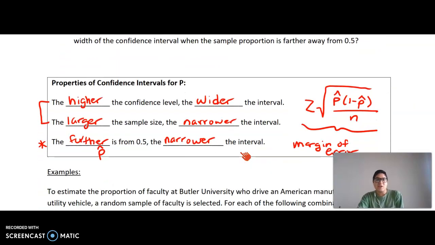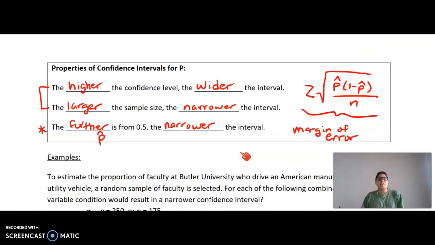So here are the key points for today, the properties of the interval. The higher the confidence level, the wider the interval. The larger the sample size, the narrower the interval. And the further our estimate is from 0.5, the narrower the interval is going to be. Now, 1 and 2 are going to be more commonly assessed on the AP exam. The third one shows up, but it is not as common. But nonetheless, you have to be prepared to use all 3.